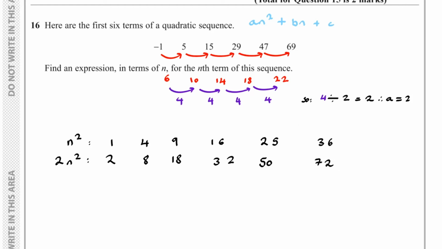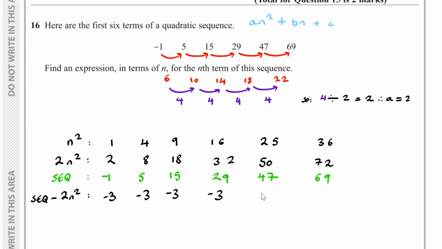My next step will be to write down the sequence. So for the sequence we have minus 1, 5, 15, 29, 47 and 69. And my final step is to work out the difference between the sequence and the 2n squared terms. Minus 1 take away 2, that's minus 3. Here the difference is also minus 3, as shown here.